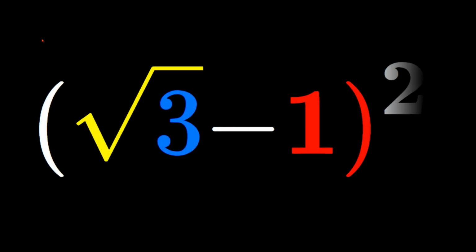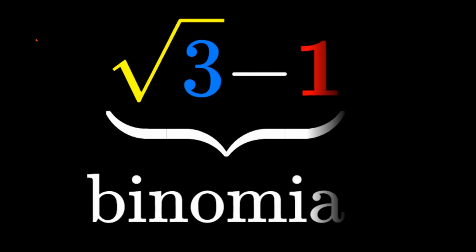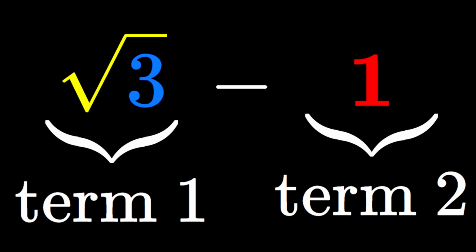Let's expand the quantity square root of 3 minus 1 squared. Notice that the square root of 3 is one term and the minus 1 is another term. So we have two terms. It's a binomial we're squaring.